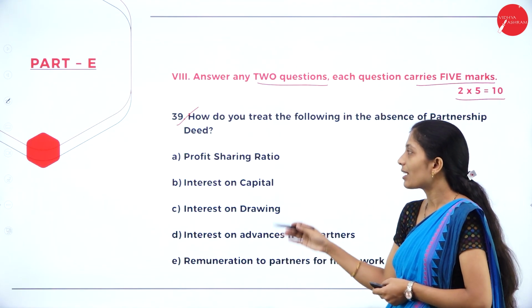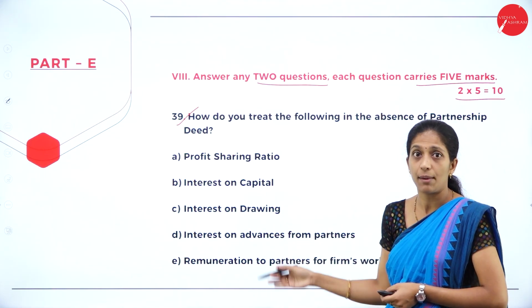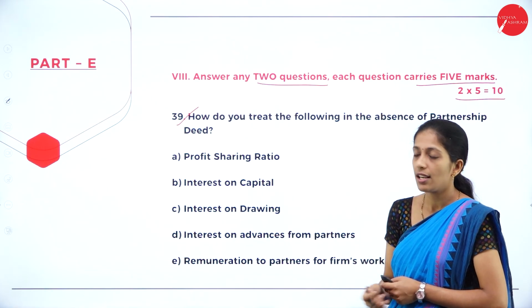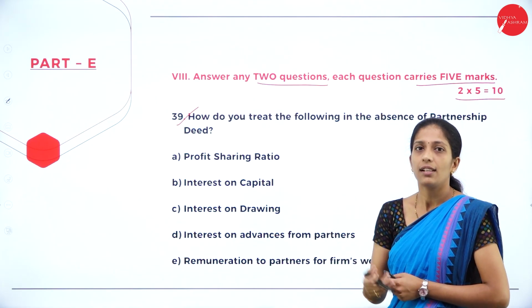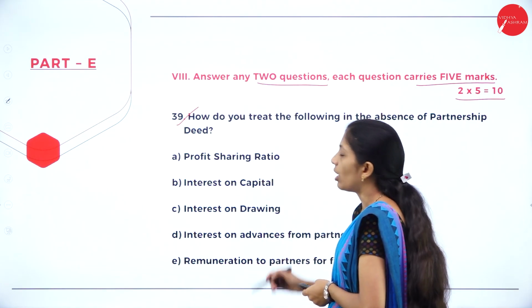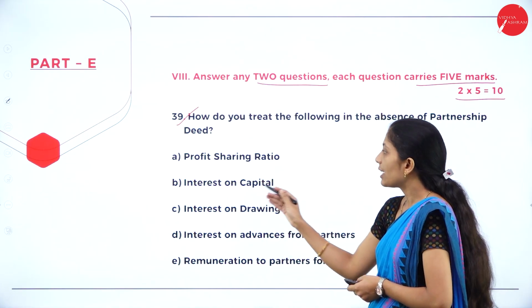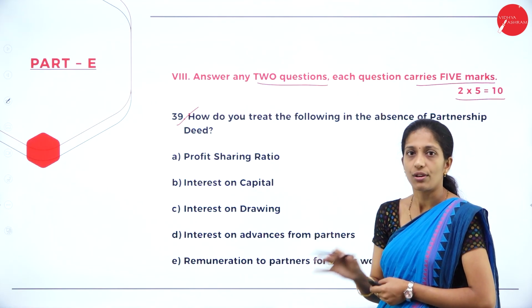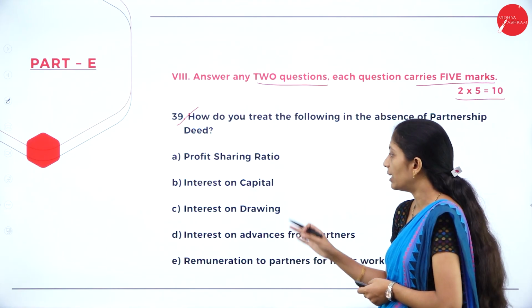So you know about it, how do we treat each and every item if there is no partnership deed? This is from the 2nd chapter, that is accounting for partnership. So profit sharing ratio, how do we treat? Equal. Interest on capital, not allowed, no interest on capital to be given.